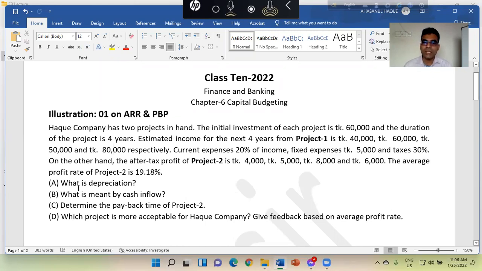On the other hand, the after-tax profit of project 2 is Taka 4,000, 5,000, 8,000 and 6,000. In project 2, after-tax profit is given, but in project 1, before-tax profit is given. The average profit rate of project 2 is 19.18%. The recording will be uploaded on YouTube, so you can see the problem through YouTube. So I would like to give the solution of this illustration. Question C: determine the payback time of project 2.